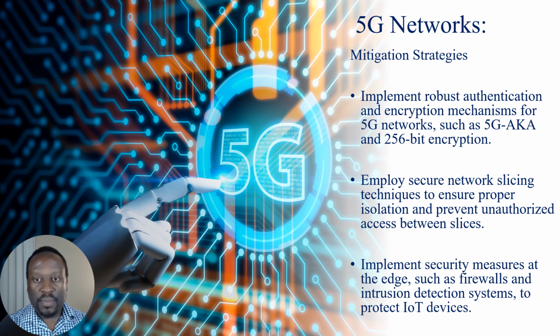To deal with these problems, we can implement robust authentication and encryption mechanisms for 5G networks. We can employ secure network slicing techniques to ensure proper isolation and prevent unauthorized access between slices. We can also implement security measures at the edge, such as firewalls and intrusion detection systems, to protect IoT devices.